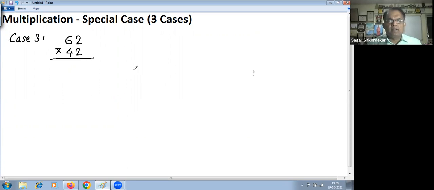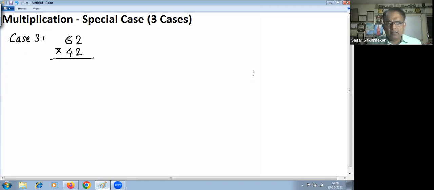Case 3. 62 multiplied by 42. Okay, here it is reverse of the first. So here the sum of digits at tens place should be 10, and digits at units place should be common. Reverse. Case 1 is sum of digits at units place should be 10, and this should be common. Here it is reverse. This is 10, sum of digits at tens place is 10, and digits at units place are same, common.